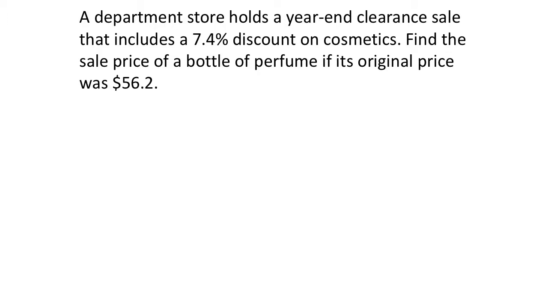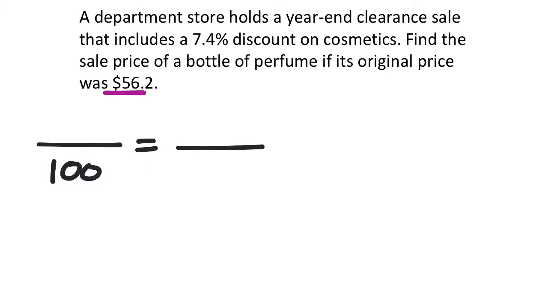A department store holds a year-end clearance sale that includes a 7.4% discount on cosmetics. Find the sale price of a bottle of perfume if its original price was $56.20. So we'll use one of the methods, more for the sake of time than anything on this one. But the percent proportion still stays. And the original price being $56.20, still the whole. And the percent was shown at 7.4%.